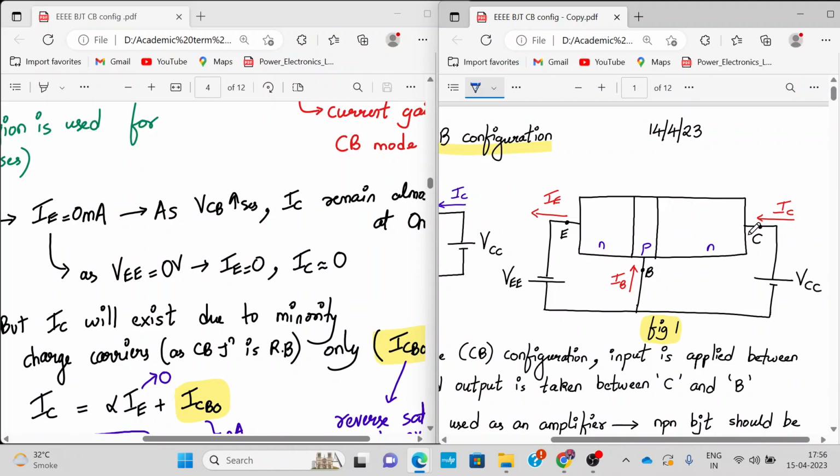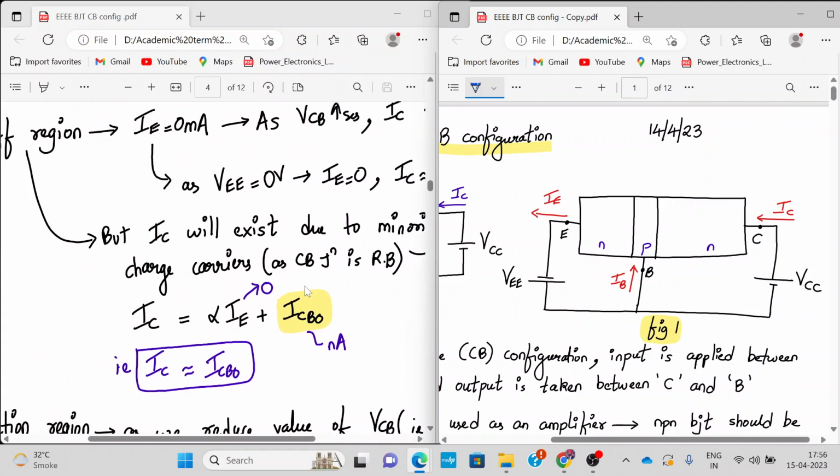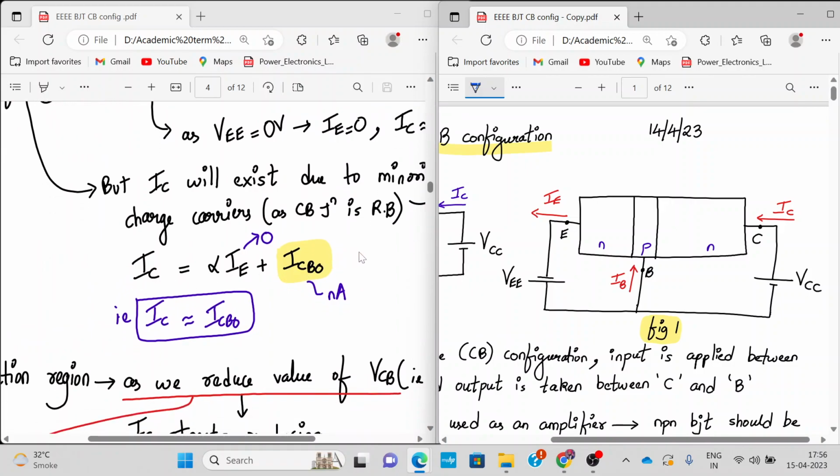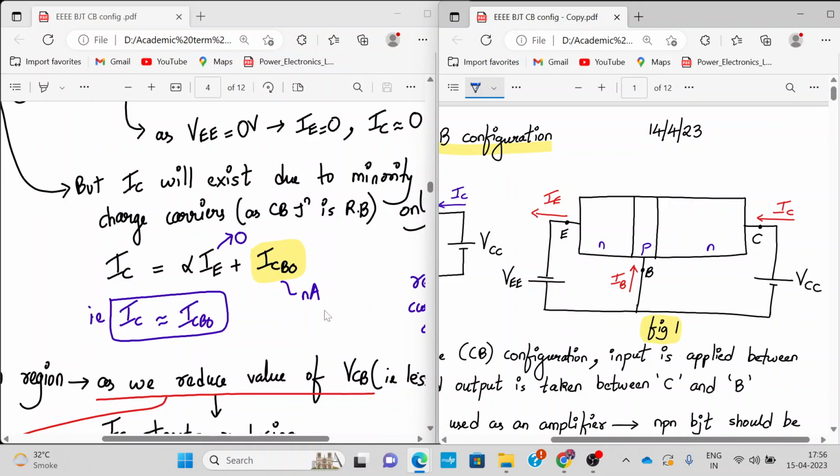IC still exists due to the minority carriers because we have made the emitter open. There is no VEE applied, but there is still VCB applied, so VCB is reverse biasing the base collector junction. There will be some reverse current flowing, and we call that reverse current ICBO, the reverse saturation current with emitter open. So what is the relation between IC and IE? IC is not only equal to alpha times IE, plus it is ICBO, where ICBO is the leakage current or reverse saturation current, which is normally nanoamperes.